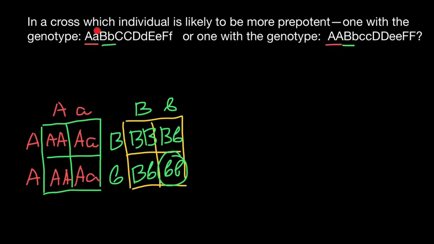So far, for these two genes, for these two traits, neither parent would be more prepotent than the other. Now let's analyze the third characteristic, specified by gene C, and we see that parent 1 is homozygous dominant and parent 2 is homozygous recessive.